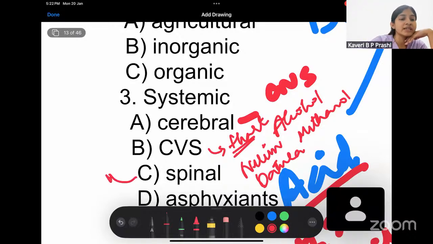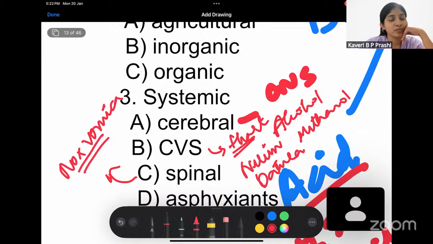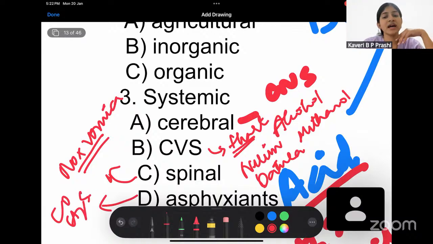In one of the important questions, I'll be discussing these CVS poisons in detail. Coming to spinal, what is it? You have Nux vomica, which is also called Kuchila. This is one of the spinal poisons you have to be aware of. Coming to asphyxiants, you have carbon monoxide and hydrogen sulfide. So these are the asphyxiants.